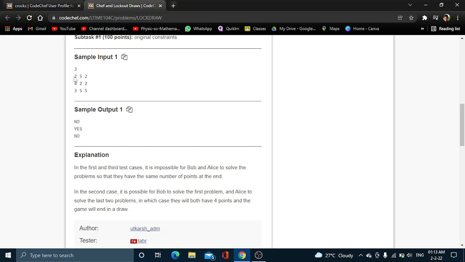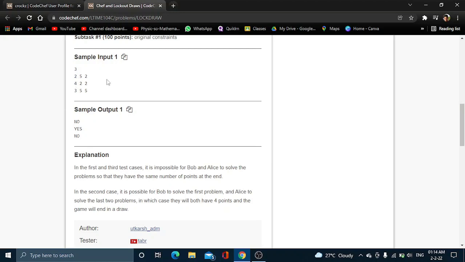And let us assume now Bob has solved the first question and the third question. Even if he solves first and third, he will get 2 plus 2, 4 points. And Alice, if she solves the second question, will get 5 points. So the points scored by both the players are not equal, and hence it results in no draw. Now let's assume Bob solves the second and third questions. Even then, he will get 7 points and Alice will get 2 points. Since the scores are not equal, it results in no draw. So in this way we have to check.